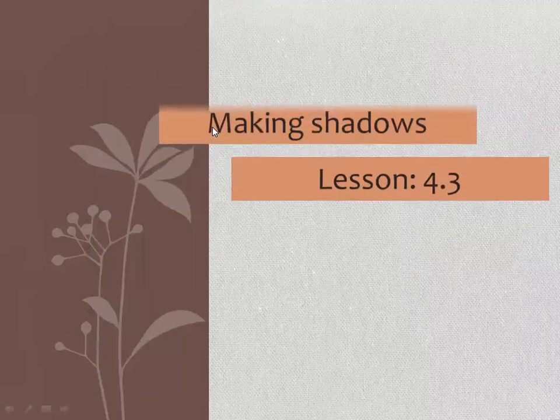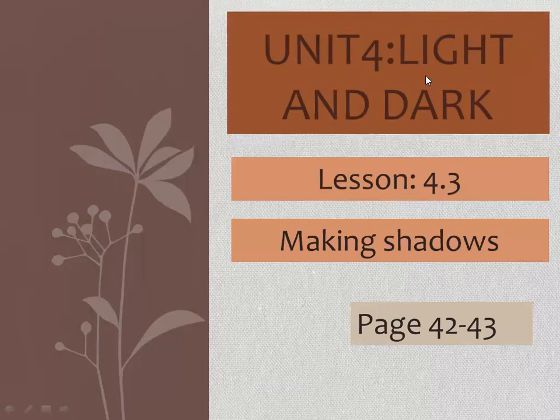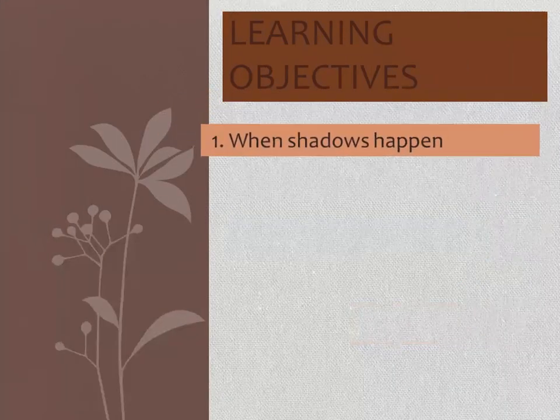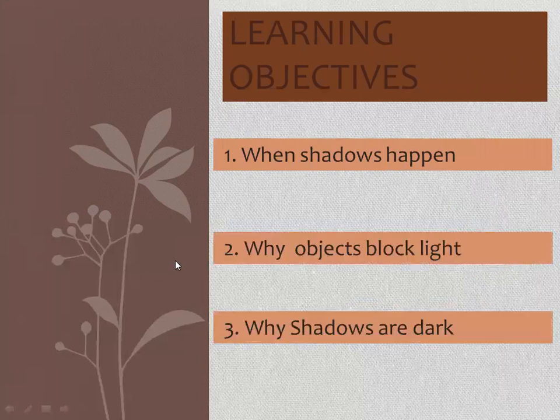Today, pages 42 and 43. Today in science, we are going to start a new lesson from Unit 4, Light and Dark, Lesson 4.3, Making Shadows. The page number is 42 and 43 of your science learner's book. In this lesson, we are going to discuss shadows: when shadows happen, how we make shadows, why objects block light, and why shadows are dark. We are going to discuss all these things in this lesson.